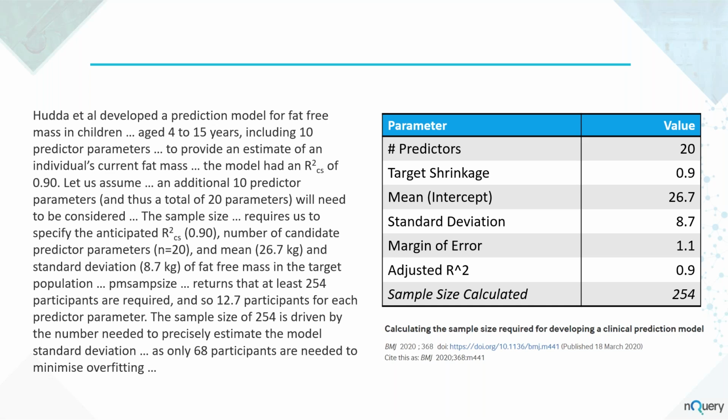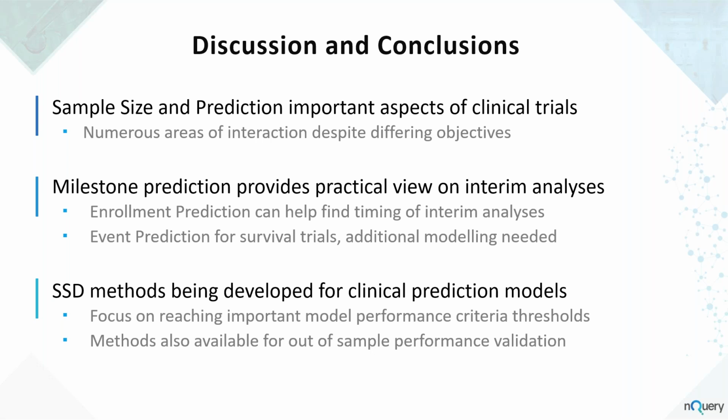And even though these two areas, up front, you may not consider to be natural partners with each other. So to finish up, sample size and prediction are important aspects of clinical trials, and there are areas of interaction despite their differing objectives and perspectives. Milestone prediction provides a practical view on when interim analyses, for example, are likely to happen or when the end of the study is likely to happen.